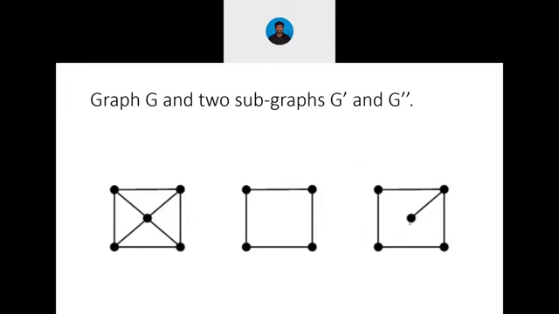In the third one, I keep the center node, but I'm removing three edges originating from this center node, and this we can also consider as a subgraph. So we can draw multiple subgraphs from a particular graph. This is actually called a subgraph. You keep it in your mind.